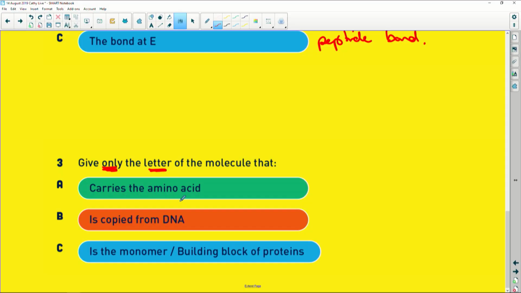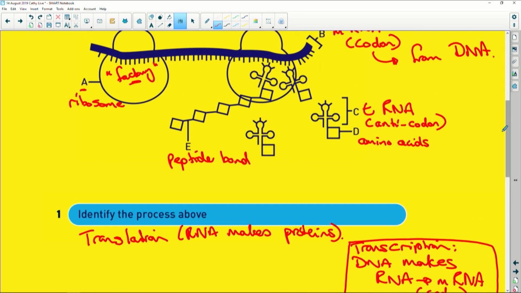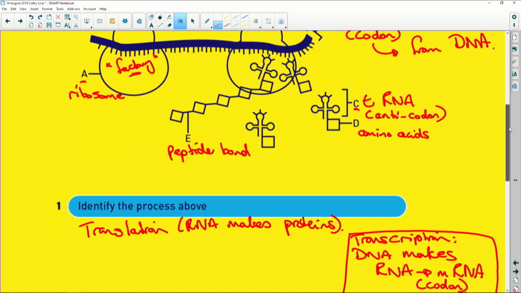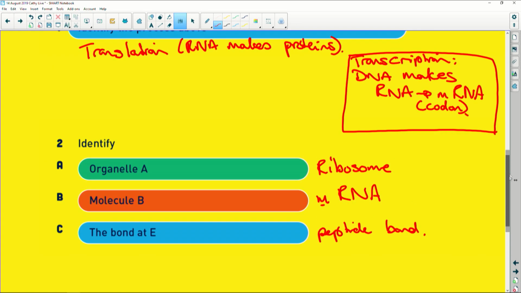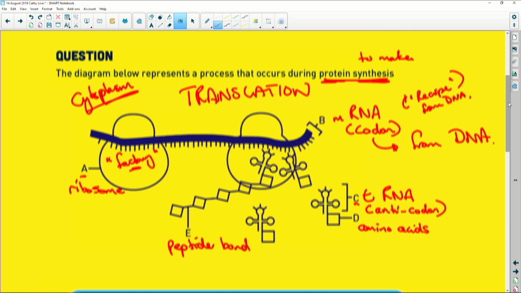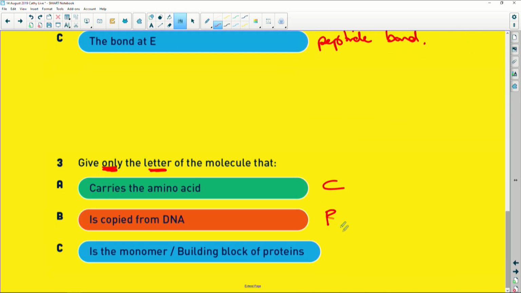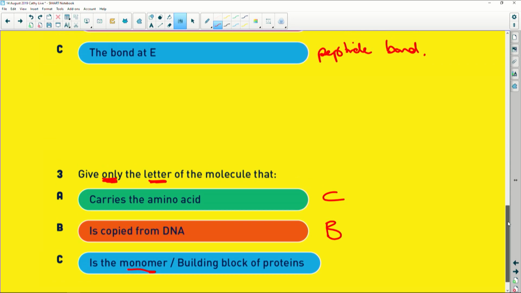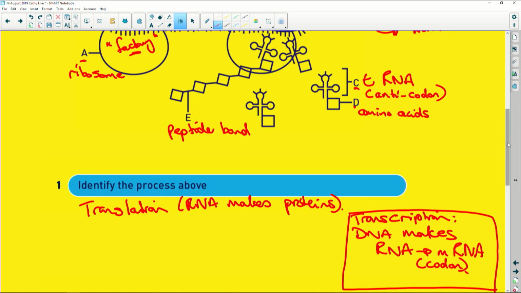So let's have a look at our letters. It says, what carries the amino acid? Now we know the amino acids, I've just told you, are carried by the transfer RNA, and transfer RNA was C. So you do not write transfer RNA. They say only the letter, so that would be C. Is copied from the DNA? We know it's copied from the DNA. It's the messenger RNA, the codon, and that was B. So, yay. And then the monomer or building block of proteins, we know is amino acids, but what is the letter for amino acids? It's going to be that one, which is D.